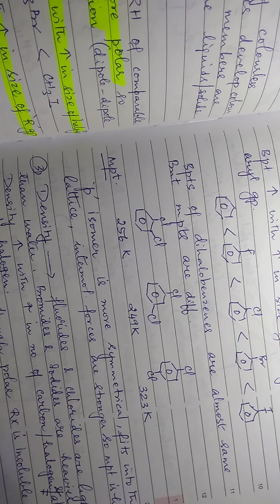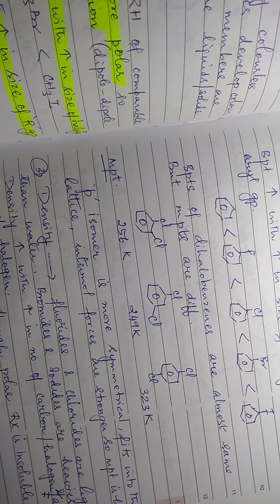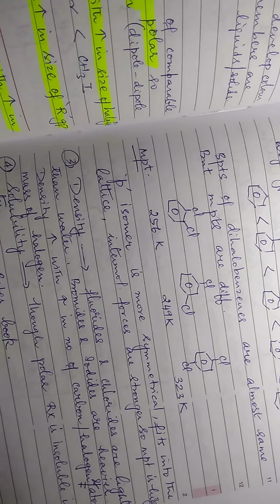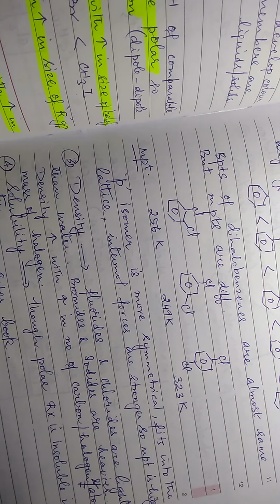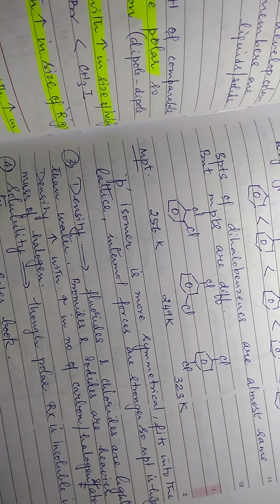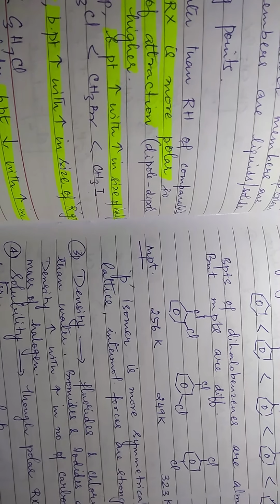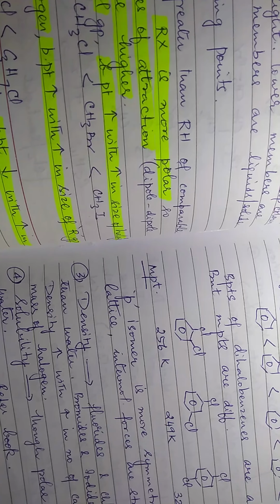Now come to density. Fluorides and chlorides are lighter than water, and bromides and iodides are heavier, and density increases with increase in the number of carbon or halogen, or atomic mass of halogen, obviously. Okay, now when you consider the solubility, what you expect is RX being polar, it should be soluble in water. But surprisingly, what has been found is RX is insoluble in water.